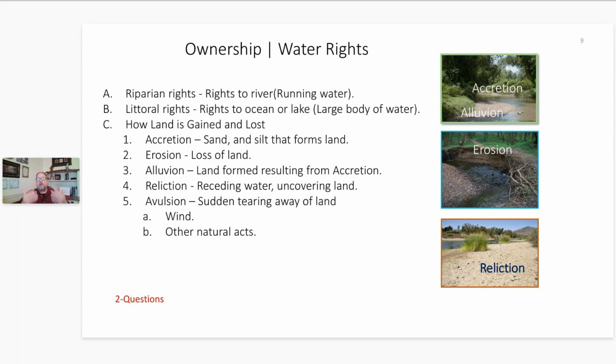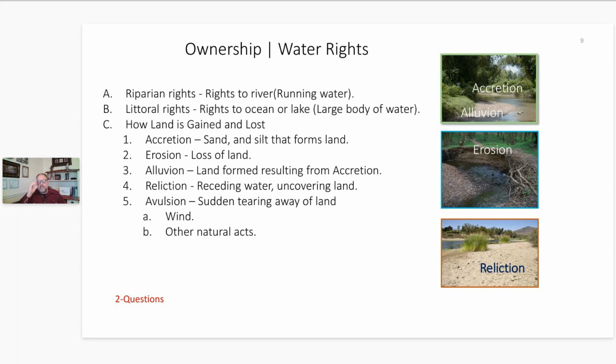Littoral, this is waterfront if you've got beachside property or you're on a lake, okay? That's called littoral, large bodies of water. So you can develop a nice memory aid, develop a system to correlate those two words. But you want to know those two words when it comes to water rights and ownership for the state exam. Now, the other thing you want to know is how land is gained and lost. How land is gained and lost, okay?